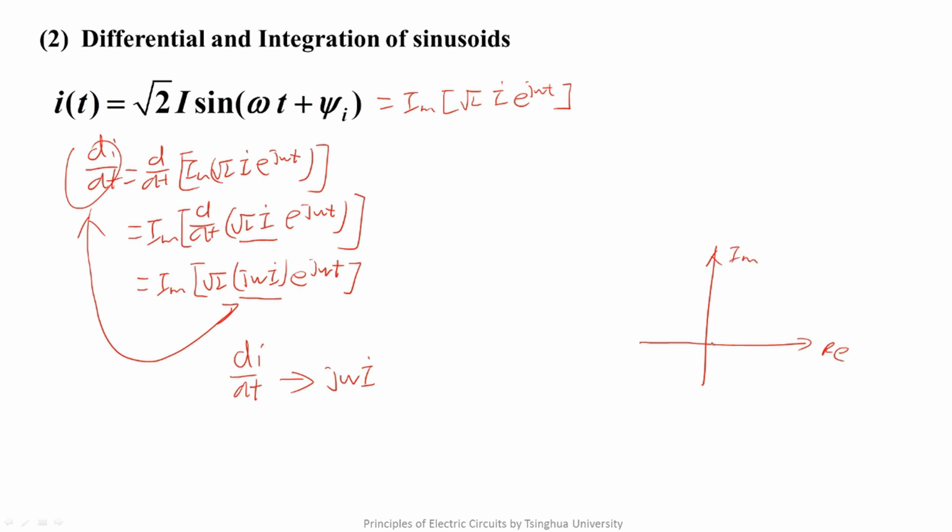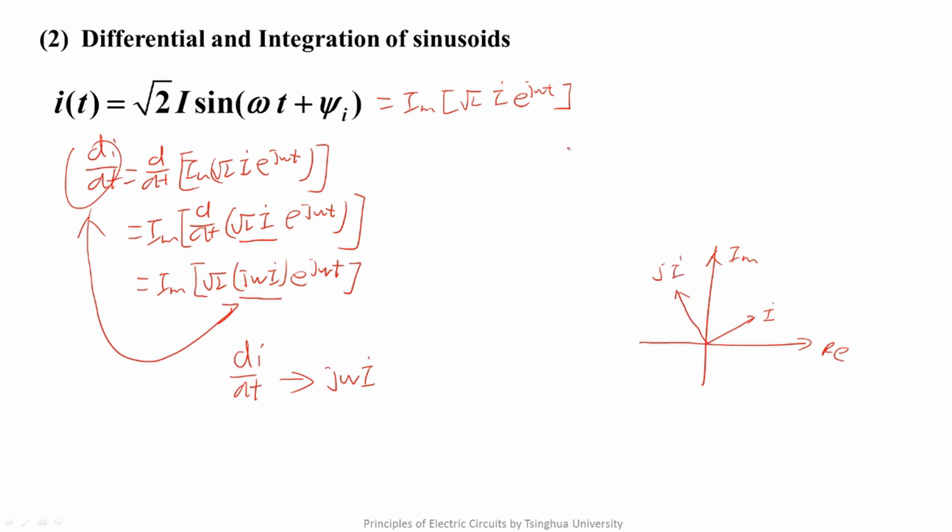For convenience, we suppose that omega equals 1. Suppose the phasor of the current is like this. Then the phasor of di/dt equals j times I dot. According to the discussion we made, j is a rotating factor, meaning that the phasor I dot is rotated counterclockwise by 90 degrees.